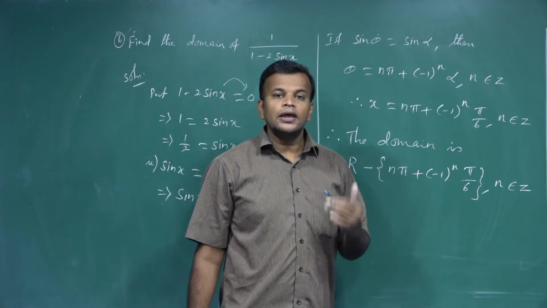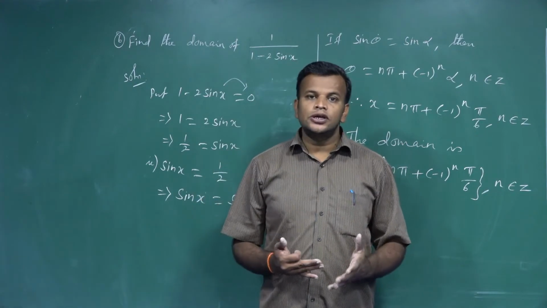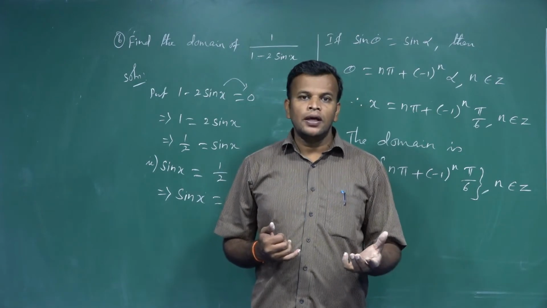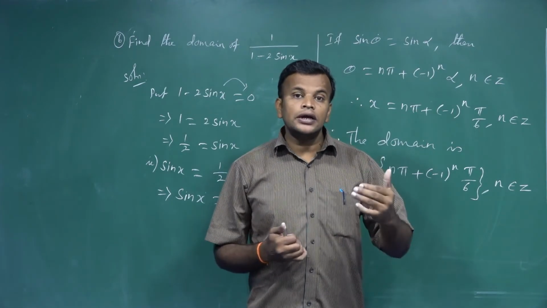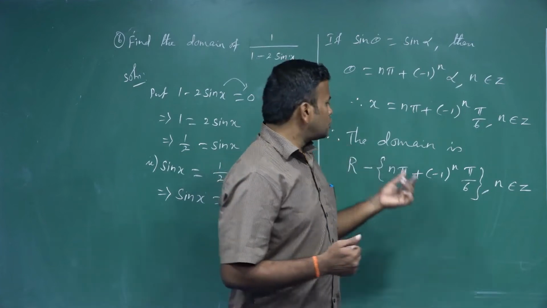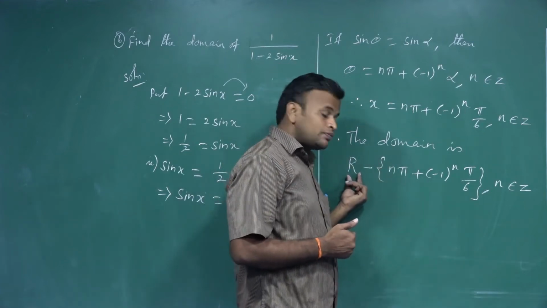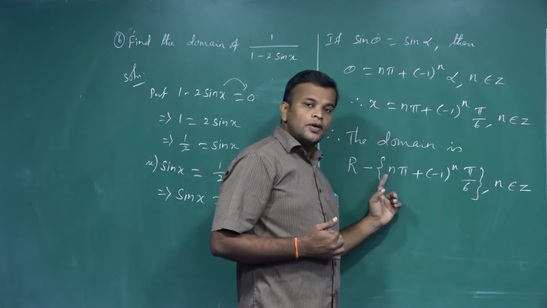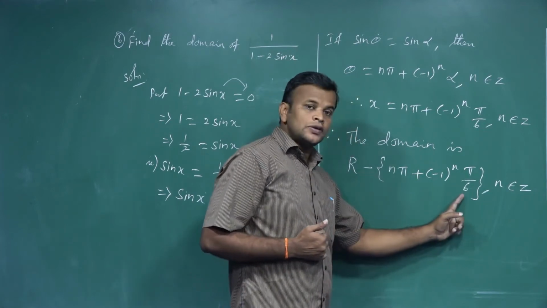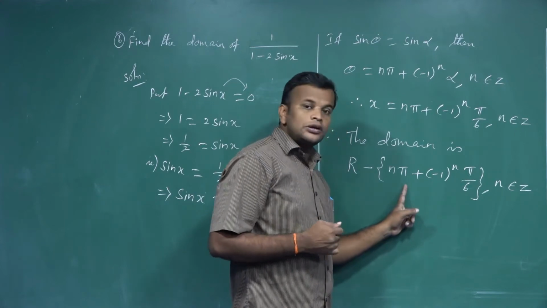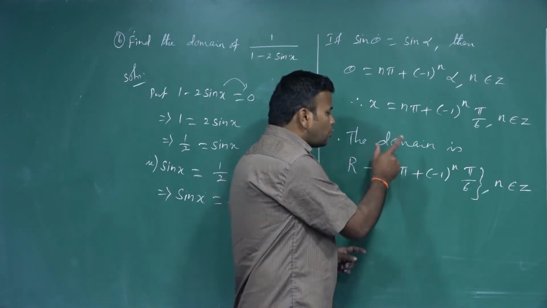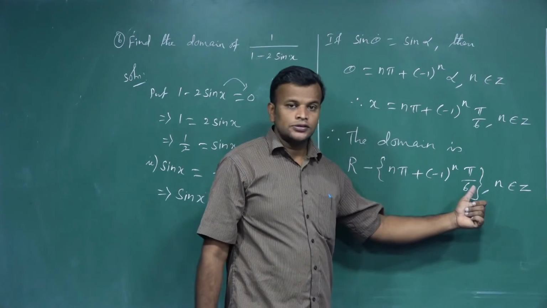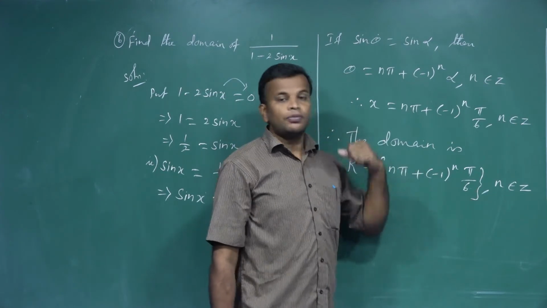Domain means the given function has some values. It may be a positive value or negative value, or 0 is also possible. But the value is not contained in, not defined. Therefore, the domain is the entire interval, or means the set of all real numbers except these values. What is the reason to write except these values? Suppose we substitute this value, the denominator becomes 0. So the domain of the given function is capital R except these values. So it is the domain of the given problem.